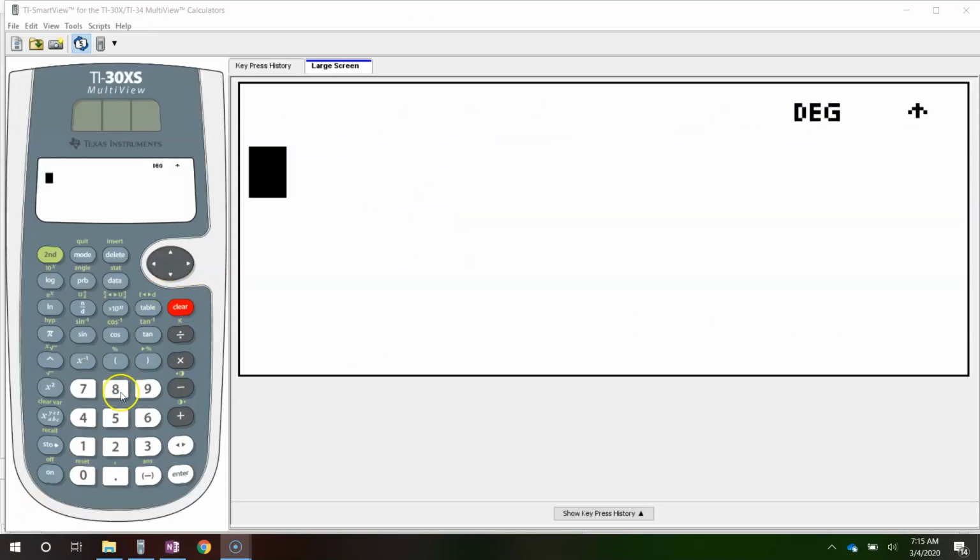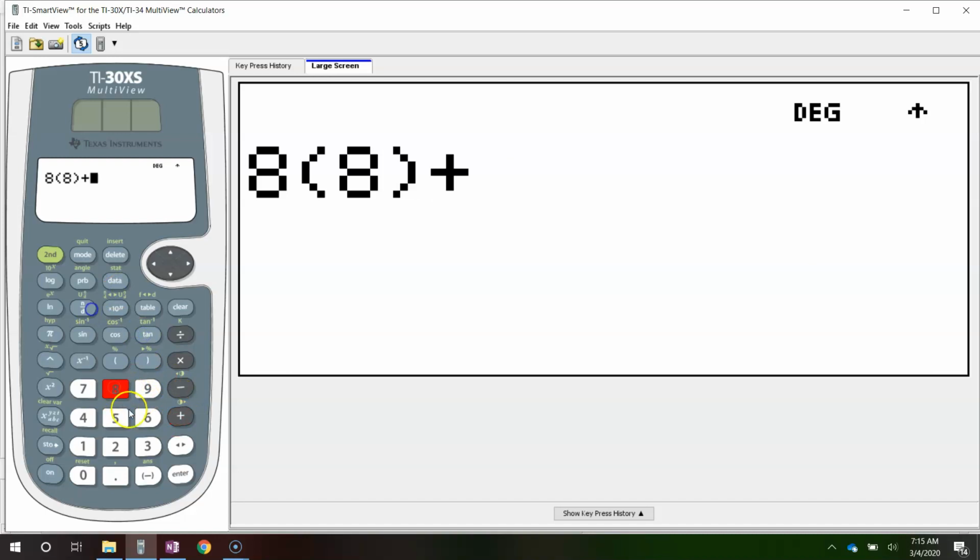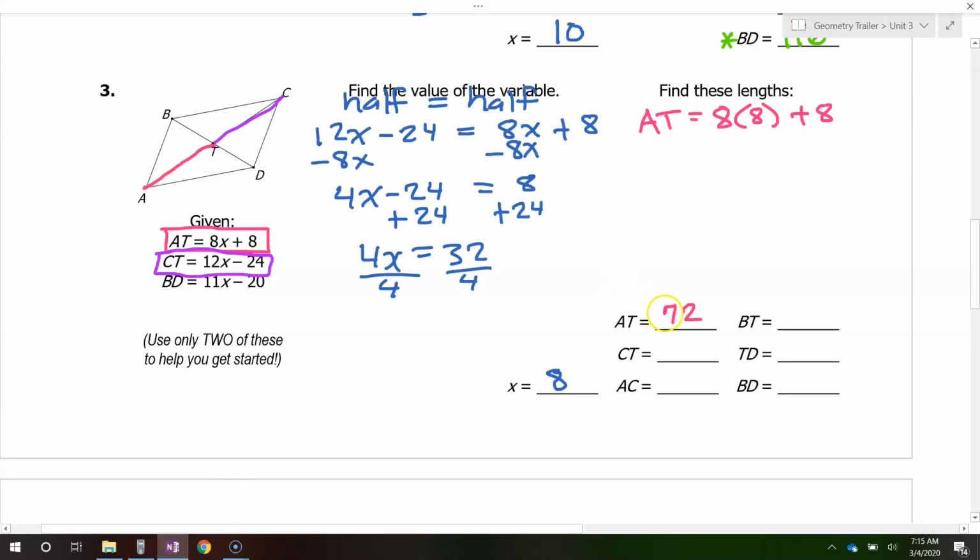If you ever get uncomfortable with the numbers, don't forget that you can use your calculator. 8 times 8 plus 8 is 72. Okay, so we have AT. What about CT? Those two are congruent. They're both halves. So those two are congruent. So CT should also be 72.